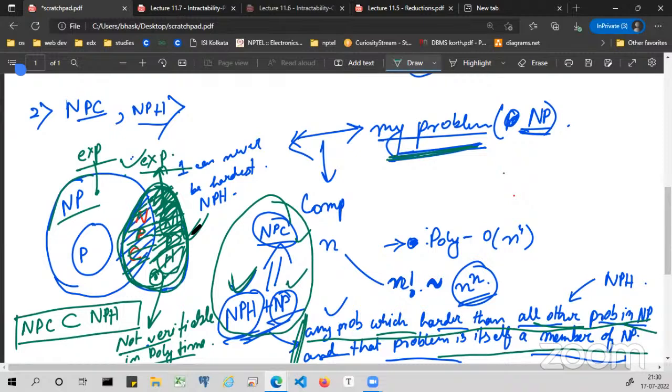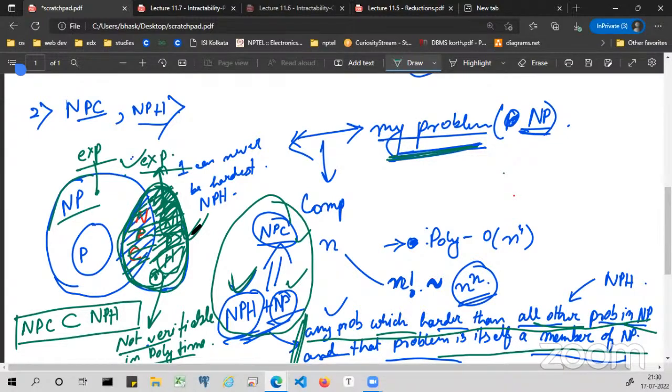Our observation is that all of the NP problems are exponential problems, but that is our observation. That is not a fact. So that's why NP-hard and NP are separate. NP does not mean problems are not solvable in polynomial time. I cannot make that statement. This thing is very important.